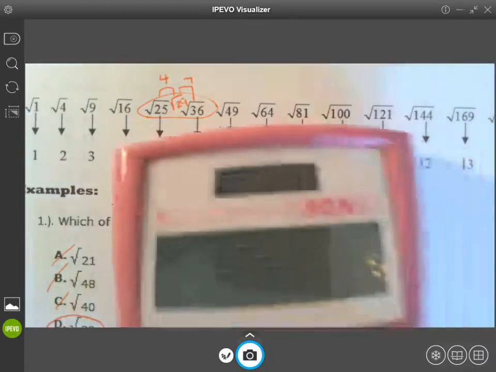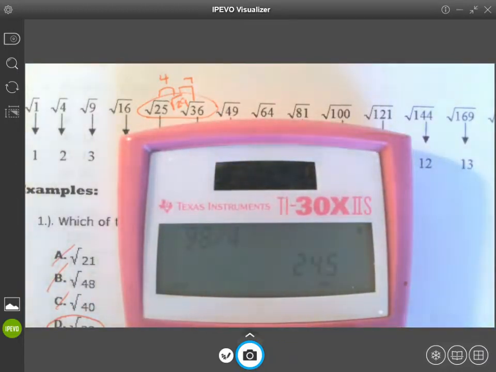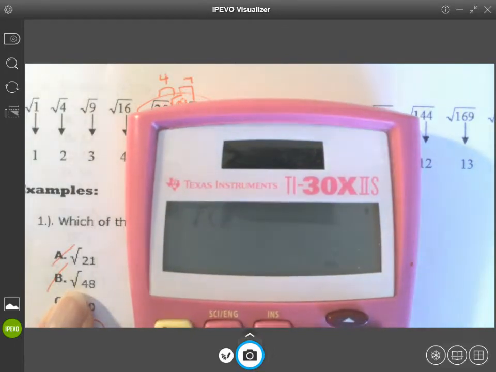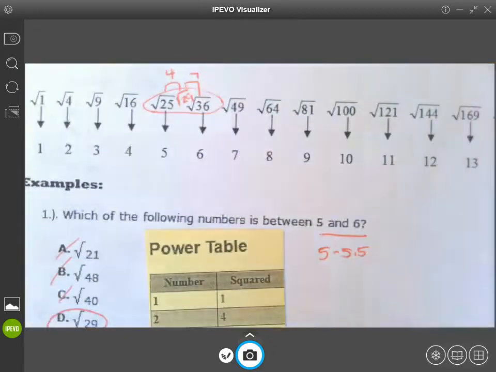You could also put this in the calculator, the square root of 21. Oh, look, it's under 5. That's all I'm doing. Square root of 48, look at that. It's above 6.9. But that takes me too long.